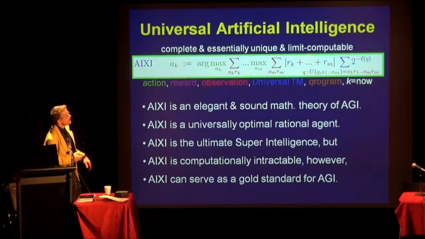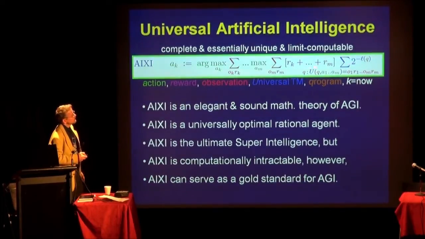So you have here the universal Turing machine, and Q are the models of the world. And we look for models Q which, if I simulate this model based on the past actions and the past observations and rewards, are consistent with what I know. So I only take those models of the world which are consistent with my knowledge. So that is Epicurus' principle: take all theories which are consistent with your data. But then we want a bias towards simplicity, and we say, well, if a model, which is a program here, is short, then we give it a high weight in this mixture, and otherwise we give it a small weight. So this is a mixture over all worlds which are consistent with what I know.